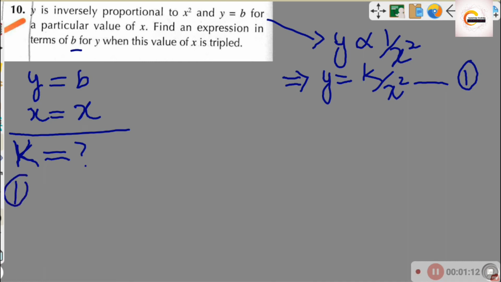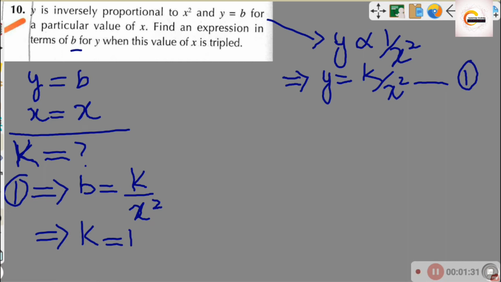We are going to put these values in equation 1, and our equation 1 will become y equals k upon x square. We have to calculate the value of k in terms of b, because our answer is going to be in terms of b. So k will be b into x square. All the answers will be in terms of b, since the value of y is b. So k is equals to b into x square. Let's call it 1.